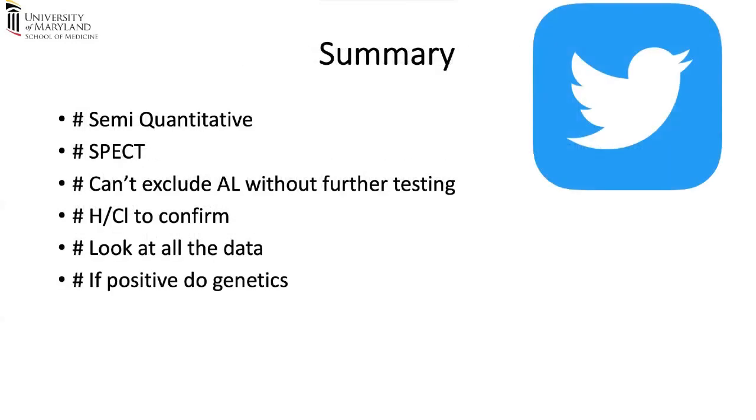And now, conclusion. In our Twitter world, I like to put a few big points. If you're going to remember anything, these are 6 things I think we need to remember. Semi-quantitative SPECT. We can't exclude AL without further testing. Heart to contralateral lung to help confirm your diagnosis. Look at all the data, and if it's positive, do genetics.